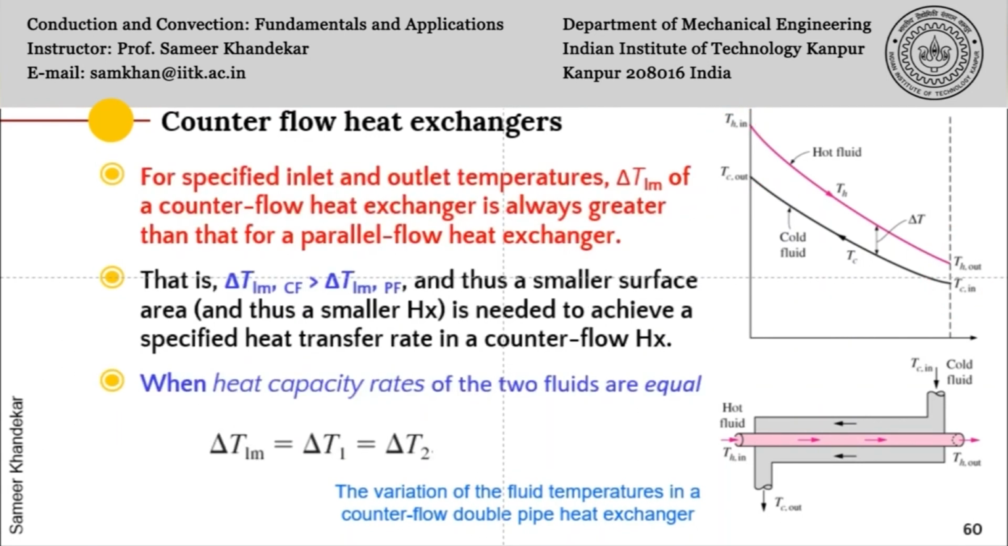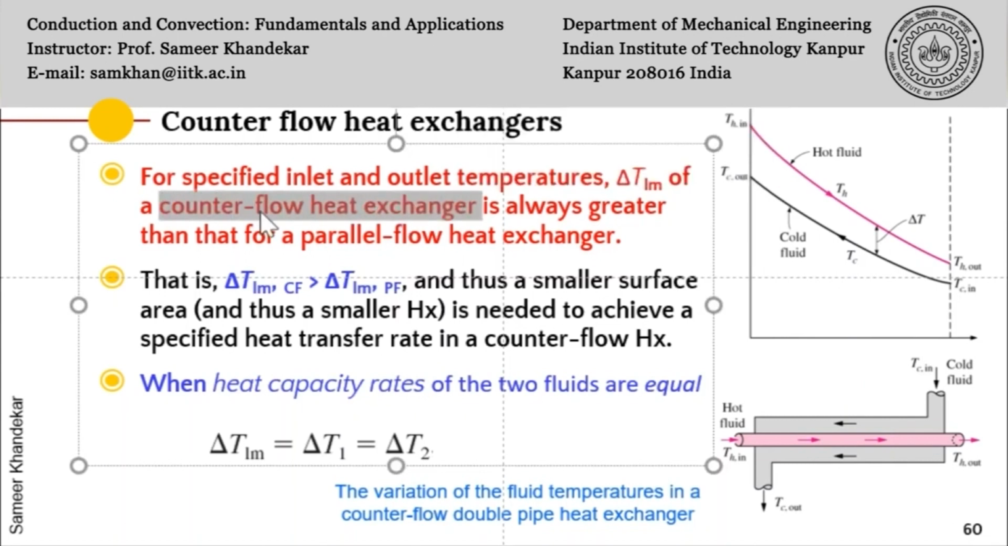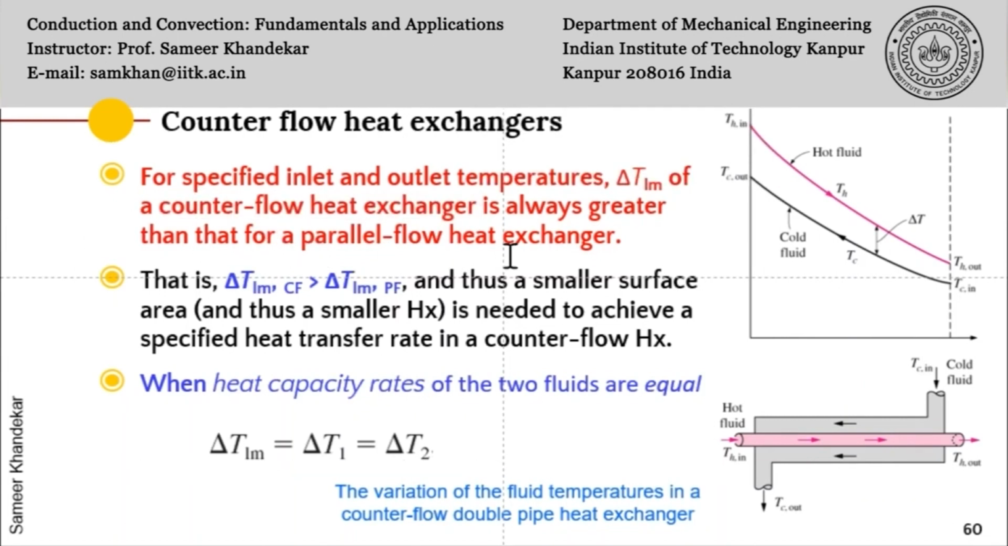Moving on to slide number 60, we should also note that for specified inlet and outlet temperatures, the logarithmic mean temperature difference of a counterflow heat exchanger is always greater than that of a parallel flow heat exchanger. When you solve problems, you can also check and verify this, because of the unique configuration where the TC in is on the right hand side and the TC out is on the left hand side, and therefore they always have an LMTD which is larger.